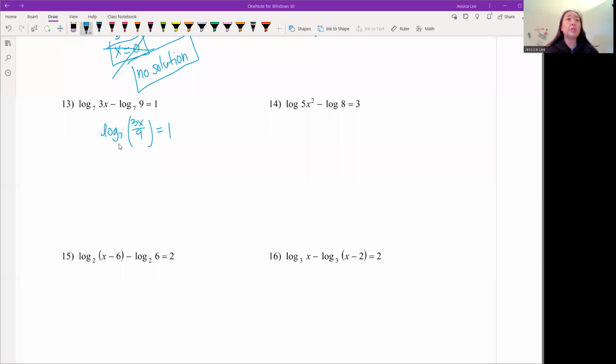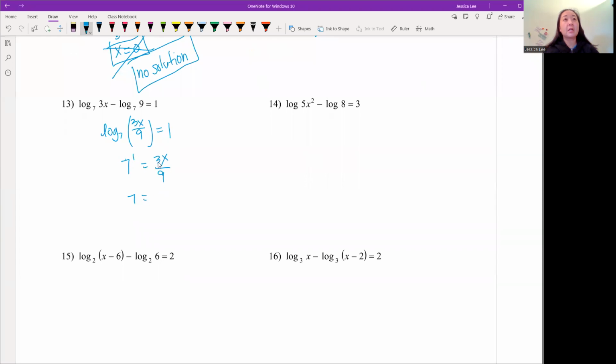All right, and when you combine them together, then you're going to change it to exponential form, right? We cannot just drop this 1 log, right? There's no other log on the other side. So the base 7 to the 1 power is equal to 3x over 9, and 7 to the 1 power is just 7.